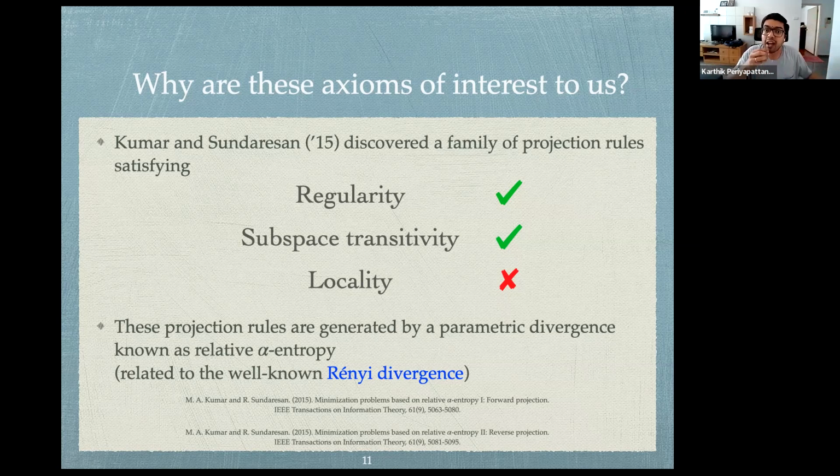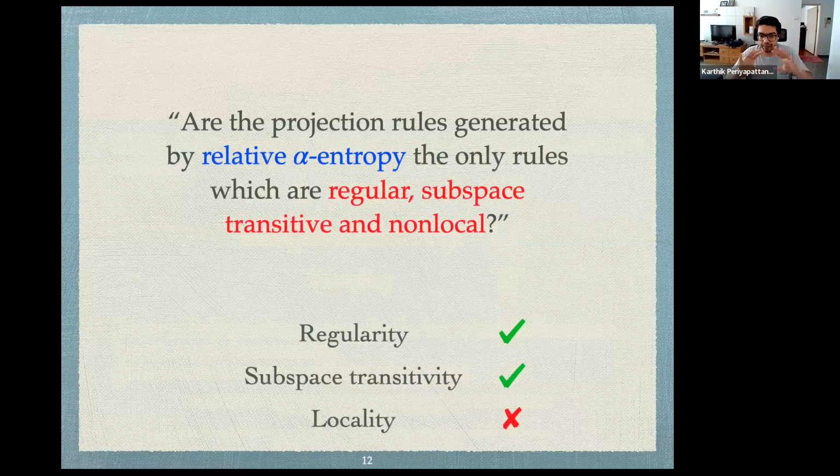At a set theoretic level, is regularity satisfied? Is locality satisfied? Is subspace transitivity satisfied? We were after that. Thankfully, Kumar and Sundaresan answered this particular thing. But because it doesn't satisfy locality, this opens up a new possibility for a family of rules which are only regular and subspace transitive. Are these the only ones was the question we were after. So that's the main question that we attacked.